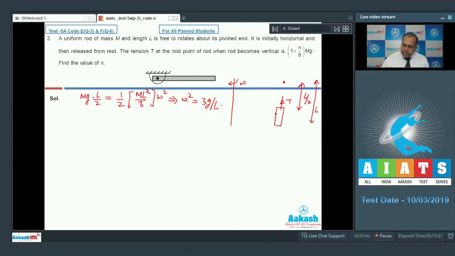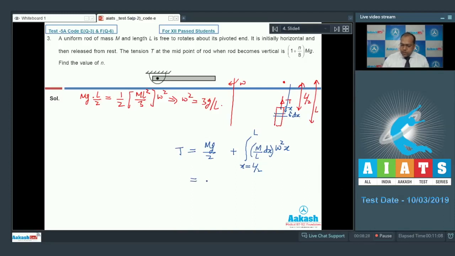So if I consider an element at a distance x of length dx, then the tension on this element can be written as dm, that is m by L into dx into omega square into x. And if I integrate this value from L by 2 to L, then I will get the tension at this point due to rotation. So that is x varies from L by 2 to L, plus the gravitational force acting at this instant is mg by 2 on this segment. So this is the net tension at the midpoint.